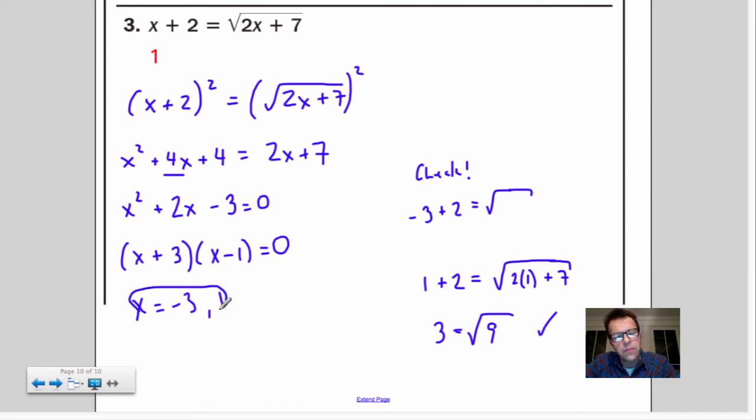Must be right. But you need to check, because check it out. When you put negative 3 into the original equation, back here, not in the squared equation, but in the equation you were asked to solve, negative 3 plus 2 is negative 1. And there's no way that negative 1 is ever coming out of a radical. So this answer is wrong. And you have to cross it off. 1 does work, right? If you plug 1 in, you get 3 for the left side. Plug 1 in, you get square root of 9, which is 3, and you're done.